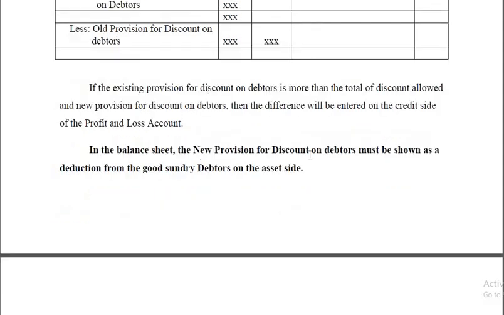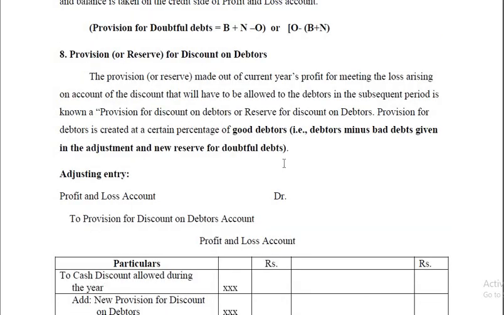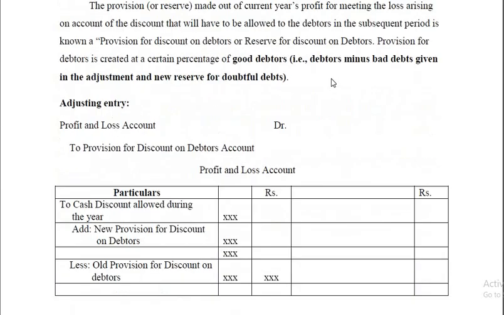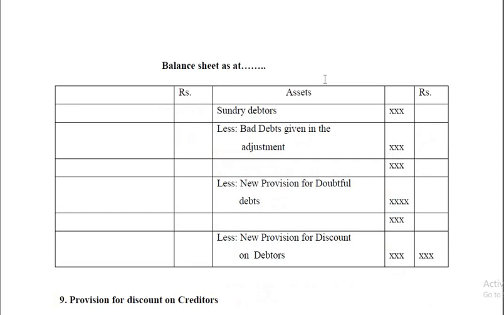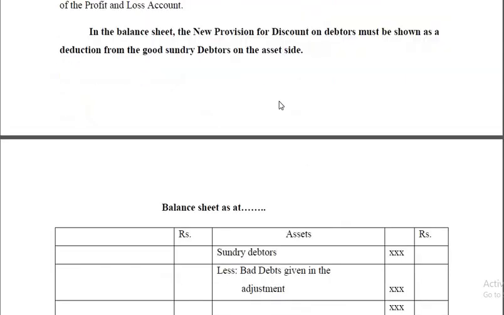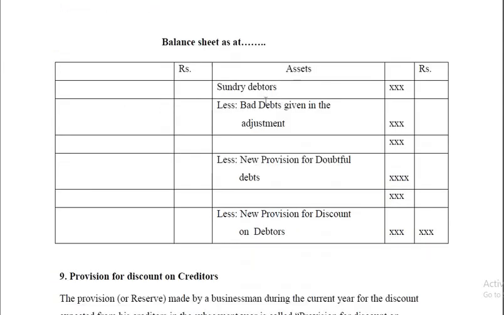In the balance sheet, new provision for discount on debtors must be shown as a deduction from the good debtors on the asset side. Similarly, in the previous case, reserve for discount on debtors, additional bad debts and provision for doubtful debts should be deducted from sundry debtors on the asset side of the balance sheet. These things, of course, you are going to learn when I am solving the problems. And I come to provision for discount on, yes, in the balance sheet, how it appears.